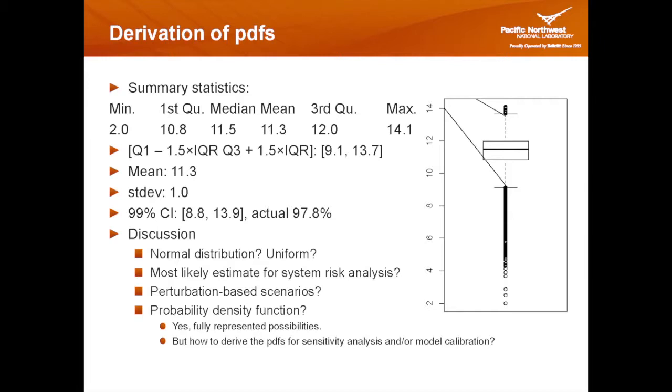The message here is, first, is it a normal distribution? No, it's not normal. Is it a uniform distribution? Of course not. And most likely estimates, which is the mode, is 3 for this case. And the mode for this one, I didn't plot it, is somewhere below this line.